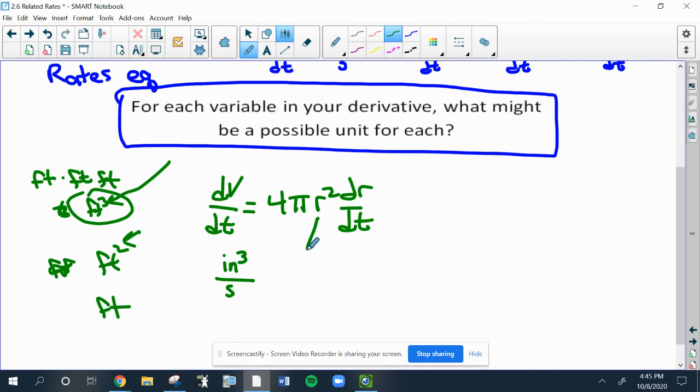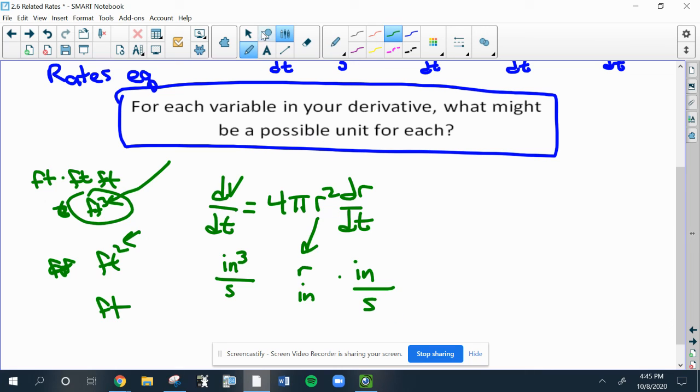R is just a length. You measure like the radius of a circle. That could be inches. And r squared would end up being inches squared. dr dt is the rate at which a radius changes. Again, radius is in inches over time, dt, which could be seconds.